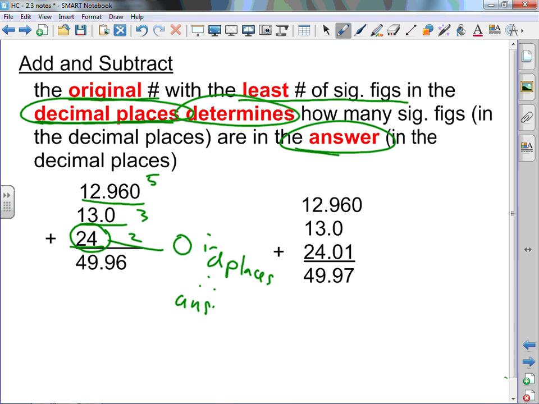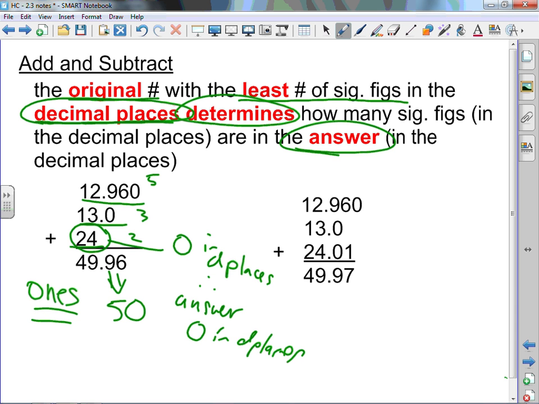Therefore, the answer gets 0 in the decimal places. So, if we can't have any in the decimal places, we're basically rounding to the nearest ones place. So 49.96 becomes 50 with a decimal point. Again, the significance of the decimal point tells us we've rounded to the ones place.